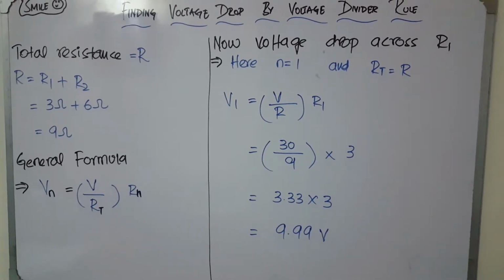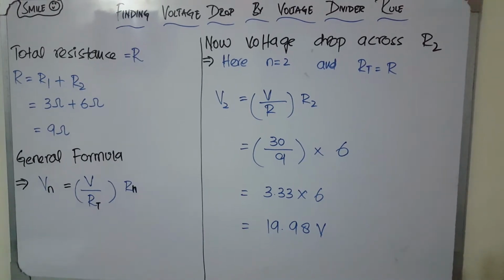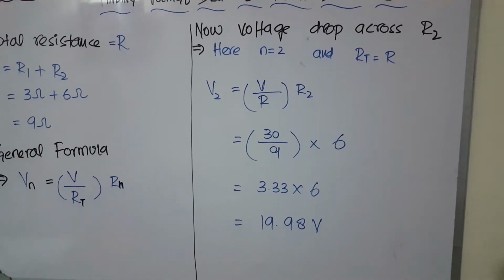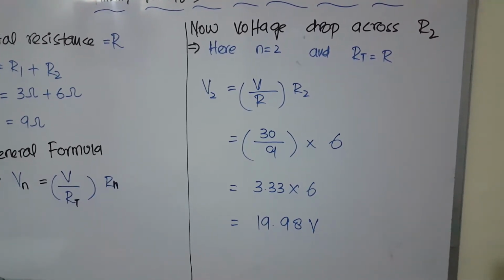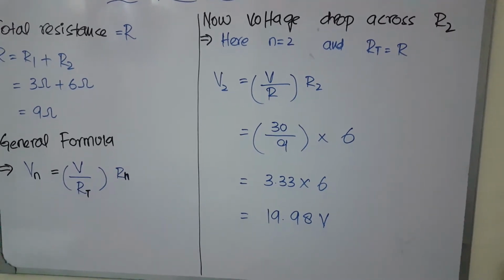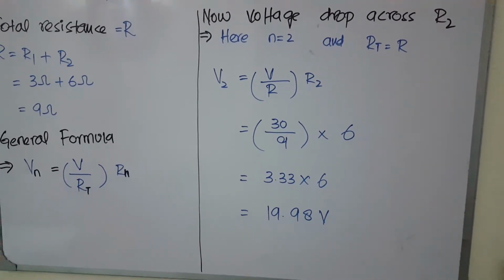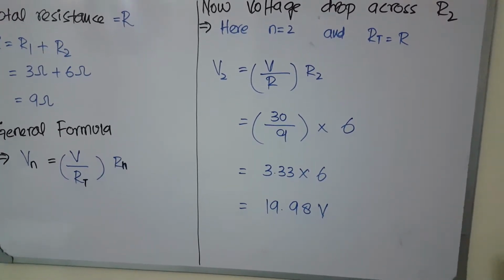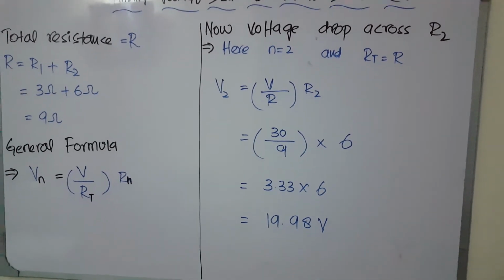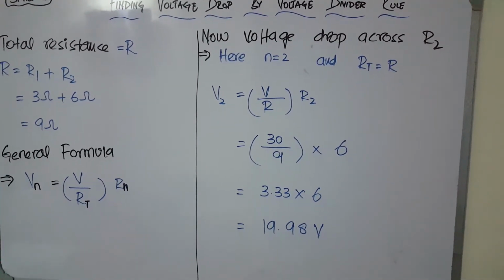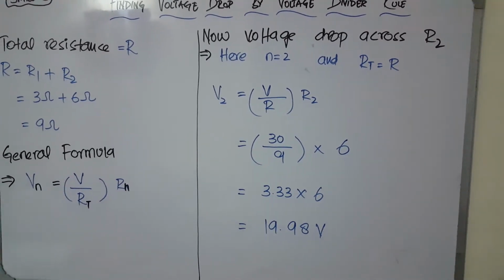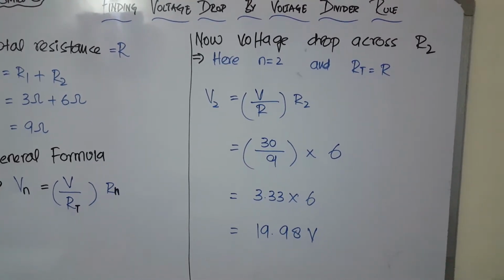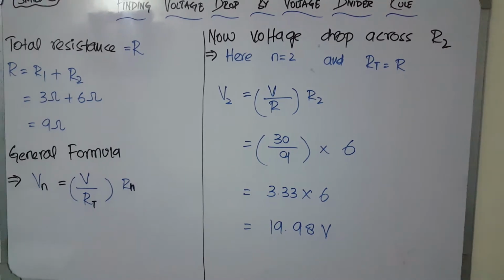Now moving towards the second resistor, R2. Here n equals 2 and RT equals R. The general formula becomes V2 equals V by R, times R2. Putting in the values, 30 by 9 times 6, that is 3.33 multiplied by 6, and the answer comes to 19.98, which is the same as we derived before by the other method. So basically the voltage divider rule saves time, and through this we can find the voltage drop across any resistor in a circuit directly without calculating the current in that circuit.